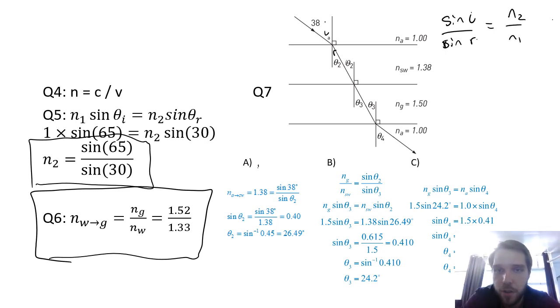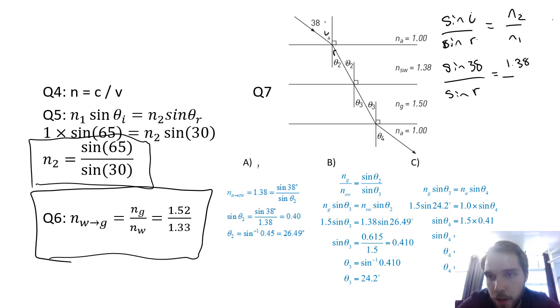And now we just start to substitute. Sine of I, that's going to be sine of 38. That's our incident angle. We don't know the refracted angle, so we're just going to leave it as R. N2, it's going into that soapy water, so that's 1.38. N1 is where it started. It started in air, which is just 1. Okay, let's rearrange that for ourselves.